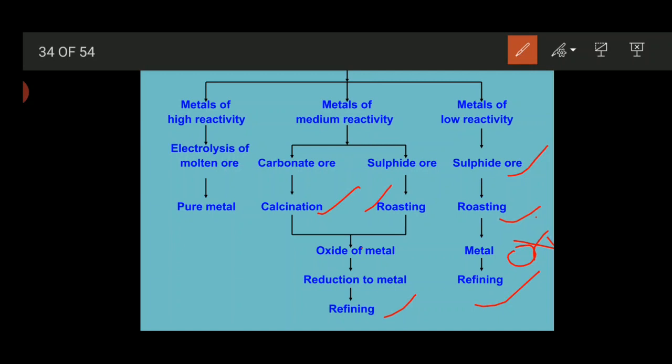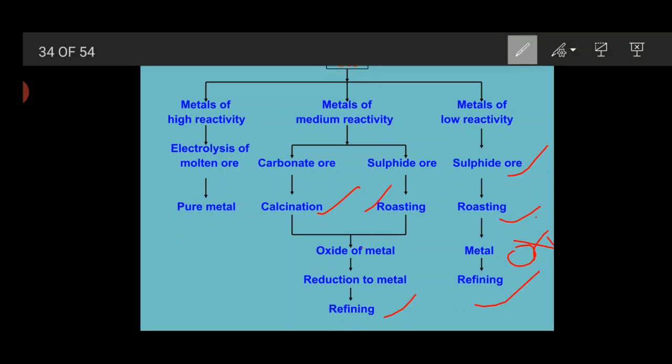As we already discussed, sodium, potassium, calcium, magnesium, and aluminum always undergo the electrolysis process. This means that in order to extract these metals from their ores, we perform electrolysis. For metals like iron, zinc, and lead, we perform the reduction method, and for elements like copper, we perform the self-reduction method, and for the least reactive metals, no extraction method is required.